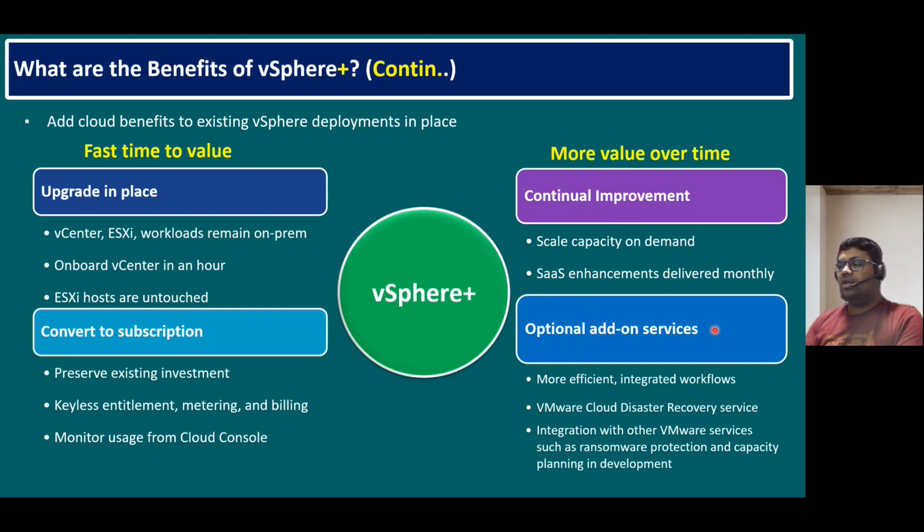And optional add-on services. The optional add-on services are more efficient integrated workflows and VMware Cloud Disaster Recovery service. Even disaster recovery as a service can also be configured with the vSphere Plus subscription, and integration with other VMware services such as ransomware protection and capacity planning is in development stage. So these two may come in a future release, when we will get these features, ransomware protection and capacity planning.